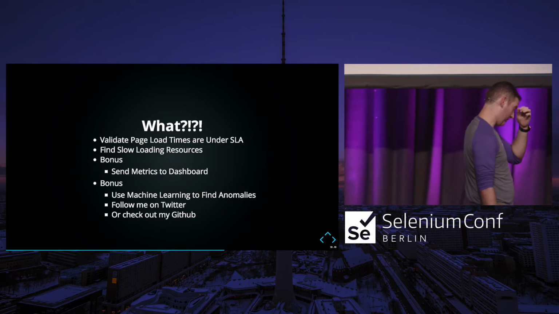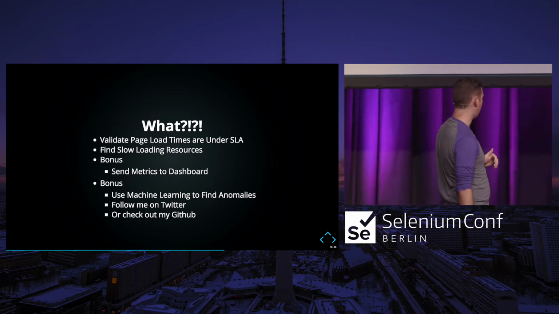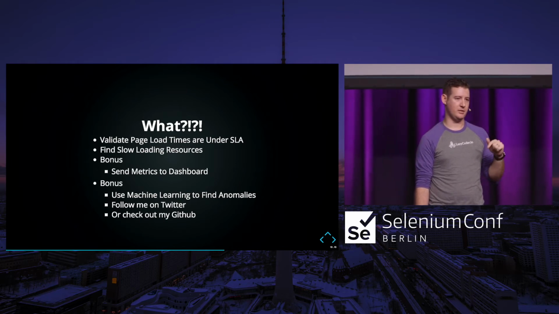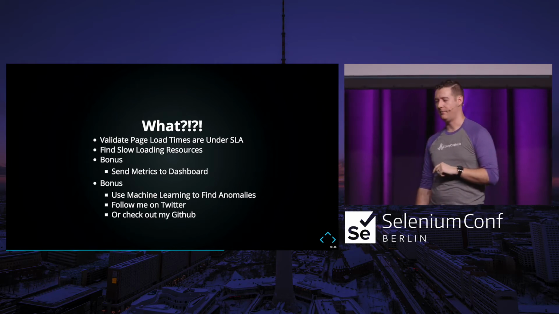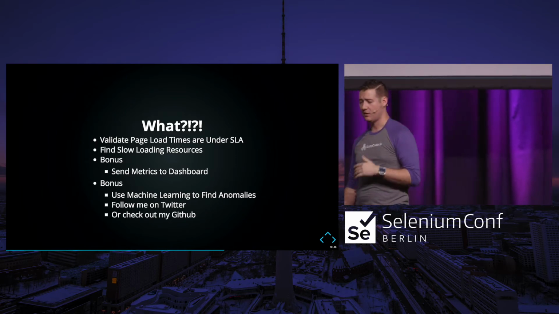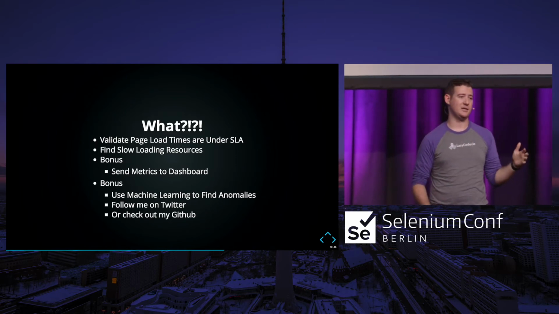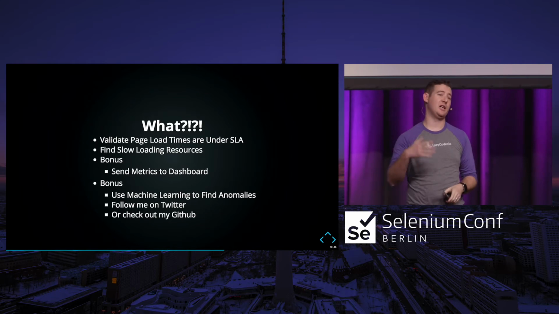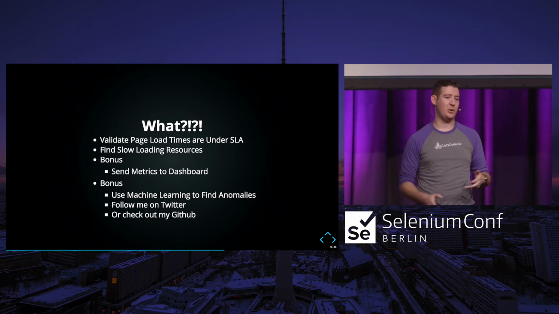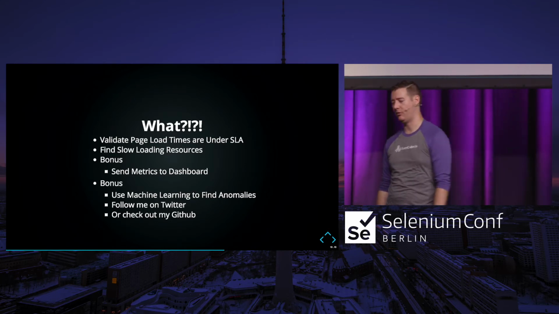And then I got really bored for a few months, and I actually put machine learning into it. I have a whole presentation on it. It'll be on my site shortly, and it's also on my GitHub. And that's machine learning to find anomalies automatically. So if suddenly your login page is taking twice as long to load, it'll notify you automatically. You don't have to actually look into the performance tests.